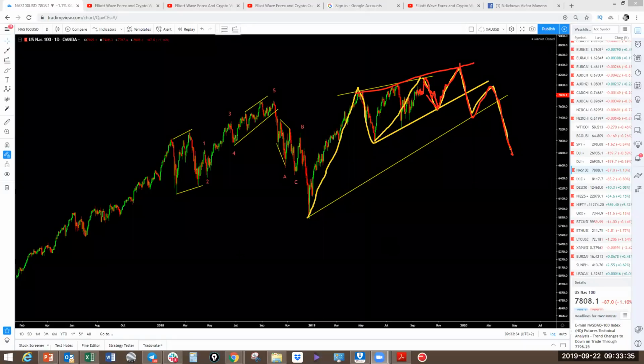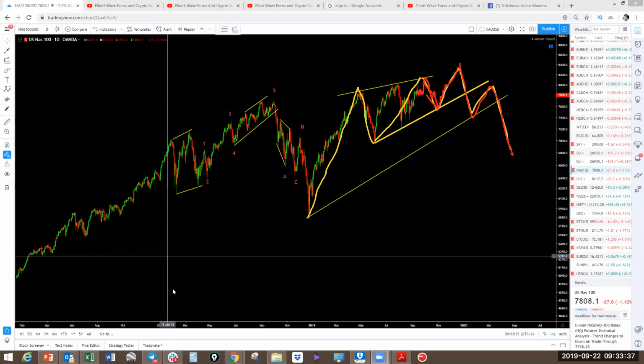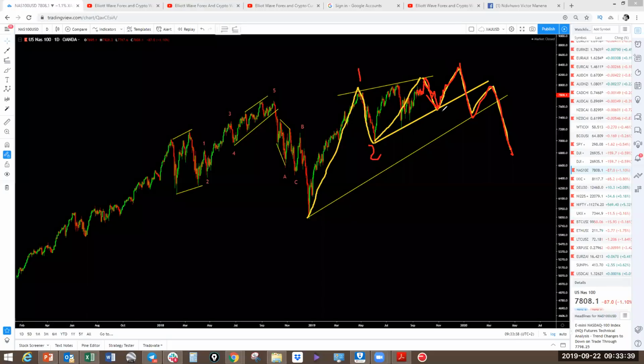Now, if you like labels, you can label this one as a 1, as a 2, as a 3, as a 4, and a 5. Now, we could be wrong here with the labeling, but we're still in a diagonal because your wave 3 could be this one. But this is just too impulsive to be a wave 4. That's why I'm expecting the wave 3 to be in 3 waves like that. Because if it's here, it looks impulsive.